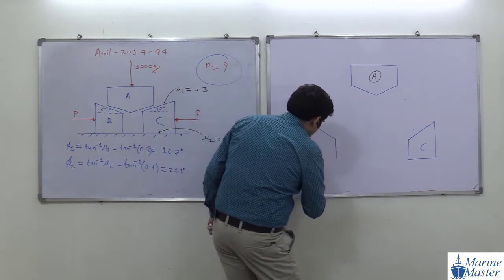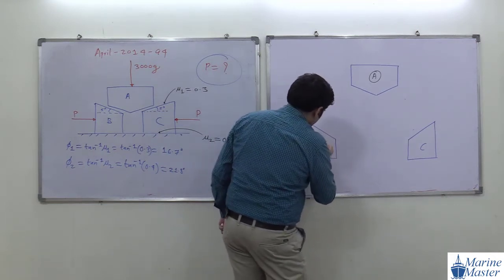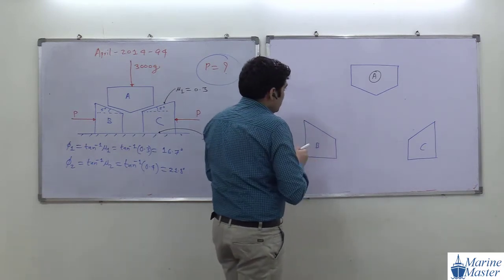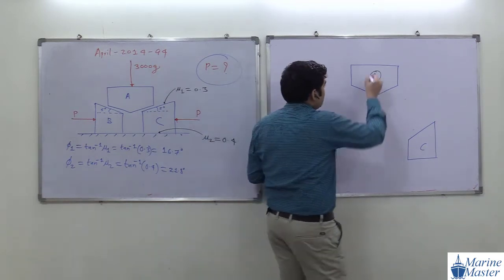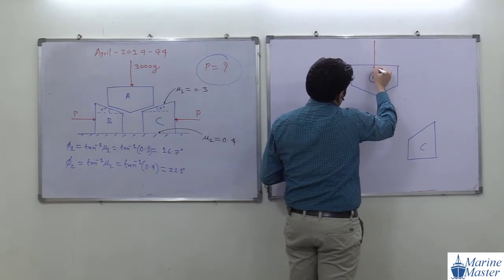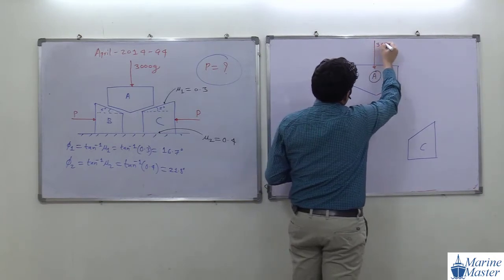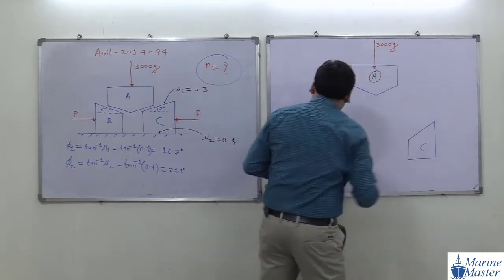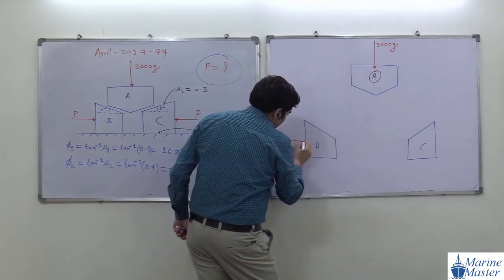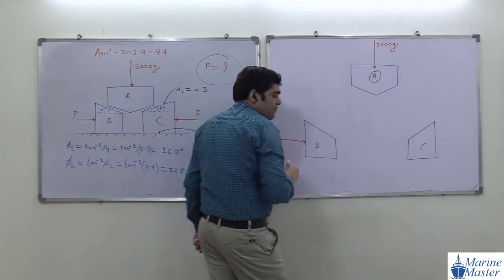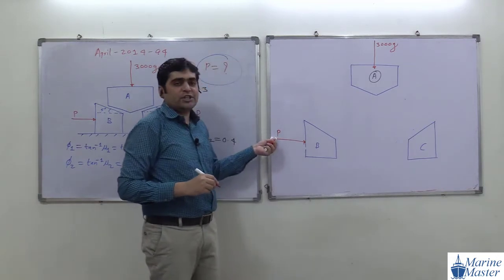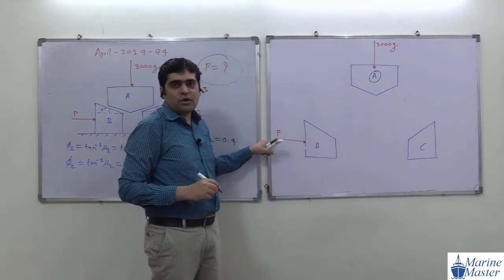Okay, this will be what? B. Okay, see the scenario here, everyone. Now on A, which force will be here? 3000 G. Okay, on B, from this side, a force P is applied. Don't consider it a pressure, it is a force P. That is what we have to find out.